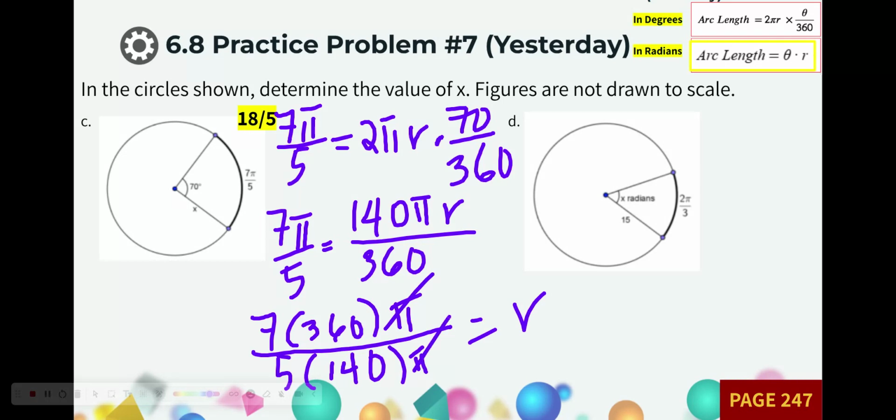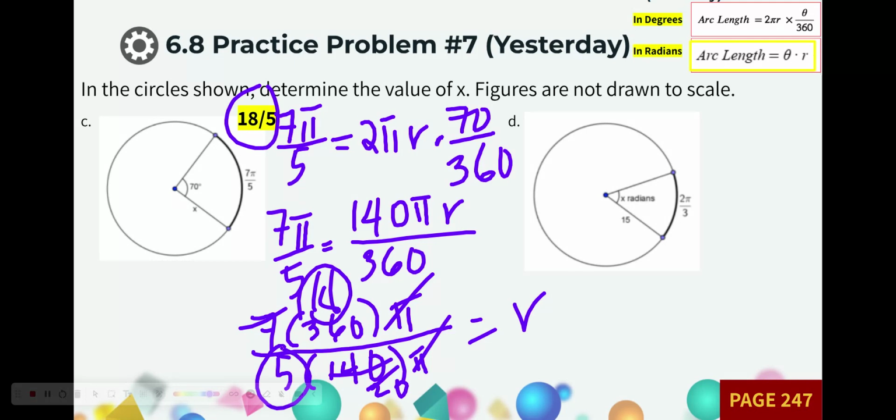Cancel, cancel, simplify everything. 360, 140, and 7, you can have 20. 360 divided by 20, what's 360 divided by 20? 18. So 18 and 5. So that's why the answer is 18 over 5.